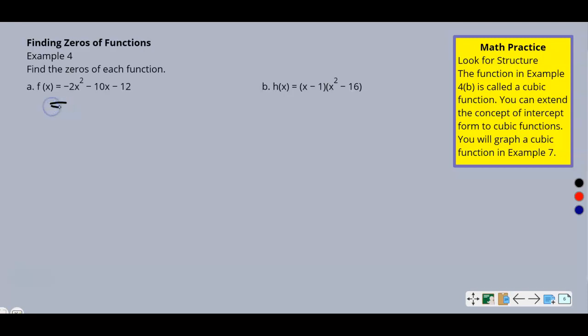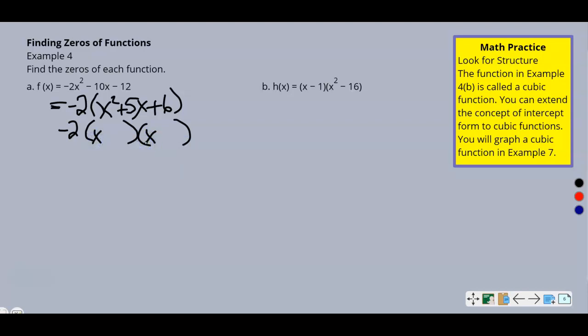So the first thing we need to do is put this in factored form. So I'm going to factor out a negative 2. If I factor negative 2 out of the first term, I'm left with x squared. If I factor negative 2 out of the middle term, negative 2 out of 10x leaves 5x. And negative 2 from negative 12 is plus 6. All right, then remember, you have to try to factor your trinomial even further. So we're going to rewrite x squared plus 5x plus 6 in factored form.